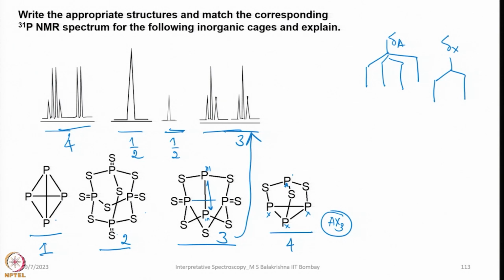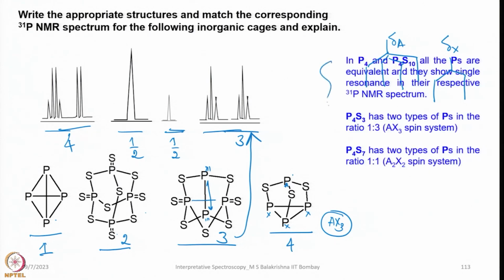So this is how, when we get more than one type of product in a reaction mixture, and if we have phosphorus in it, it's very easy to distinguish these and identify the corresponding products. So that's the explanation I have given here. This one you can call an A2X2 spin system, and this is an AX3 spin system.